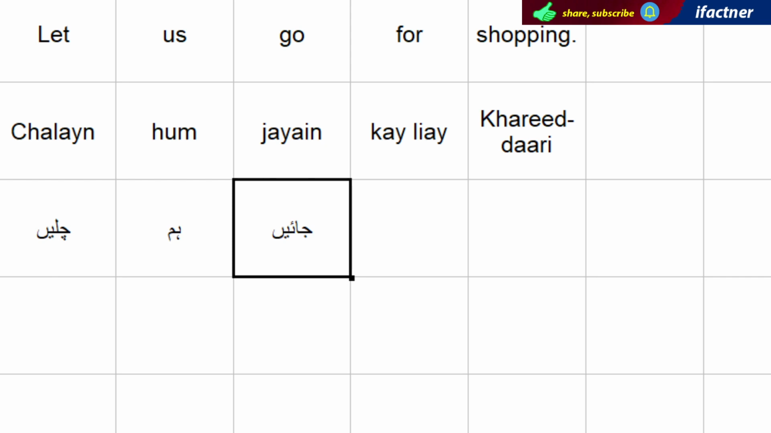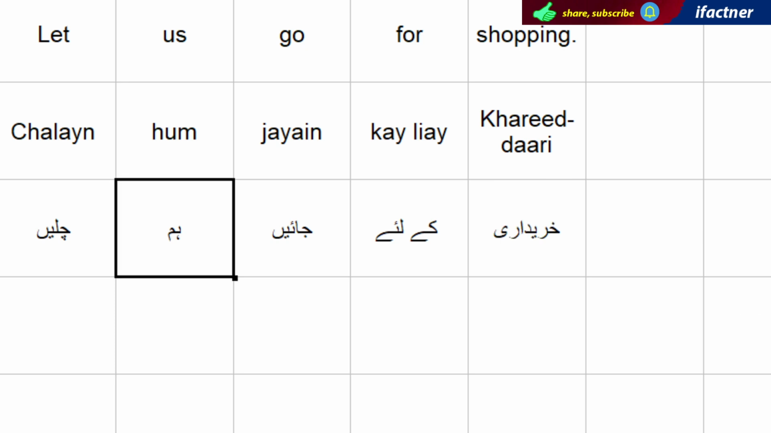And then we need to write ke liye. So we type kaf, badi ye, ke, and liye is lam, and then we need to write hamza, badi ye, ke liye. And now we need to write kharidari. So we write kharidari as khe, re, ye, dal, alif, re, choti ye, kharidari. So here we have written chalen hum jaen ke liye kharidari.